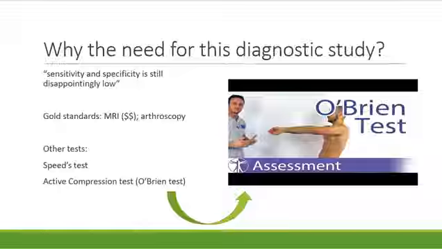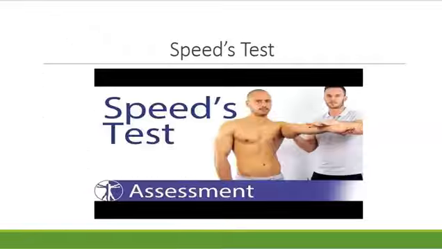the SPEEDS test. The active compression test, in the original study by O'Brien, had incredible sensitivity and specificity, listed at 100% sensitivity and 98.5% specificity. But subsequent studies illustrated potential flaws in that initial paper, and so the sensitivity is closer to 67% and specificity 37%. The SPEEDS test, sensitivity 20%, specificity 78%.